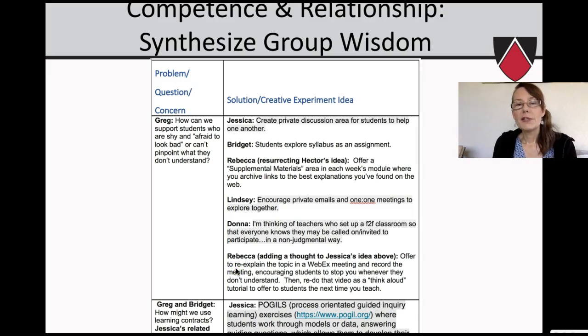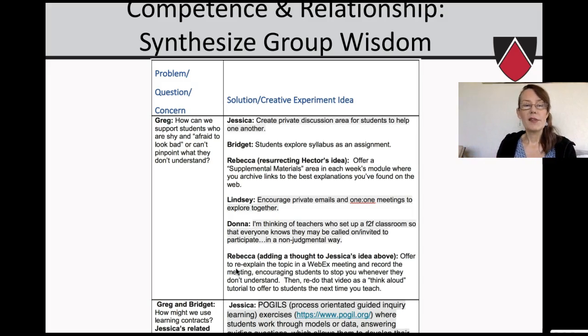So building competence and relationship, this feedback strategy does both at once often. When you have students in a discussion forum, one choice that you can make as an instructor, or you can assign students to do this, is to put them into small groups in the discussion, give them a topic that's extremely relevant to them.